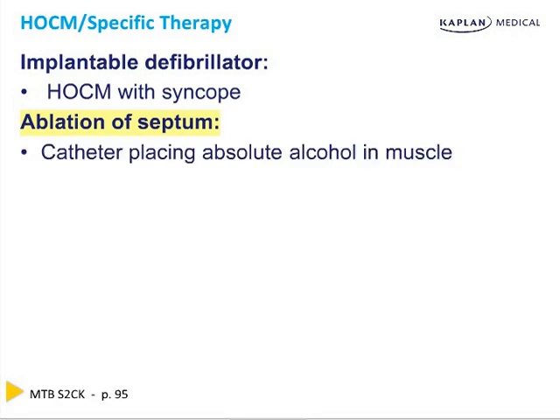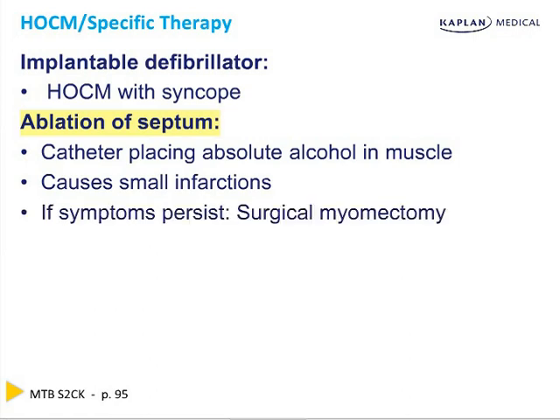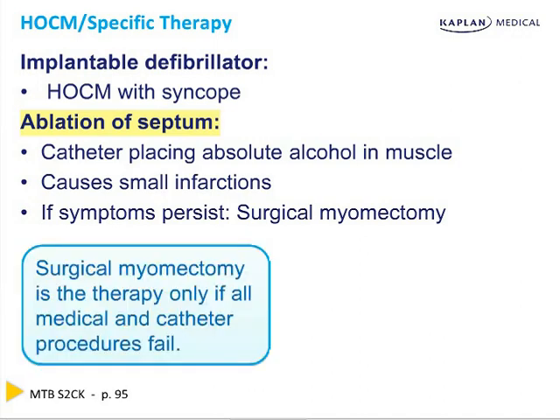Put absolute alcohol in the septum. Put little microinfarctions; basically just kill off little parts of it so it gets smaller. And then if the symptoms persist, you'll do a surgical myomectomy. But surgical myomectomy is definitely only when the other procedures fail.